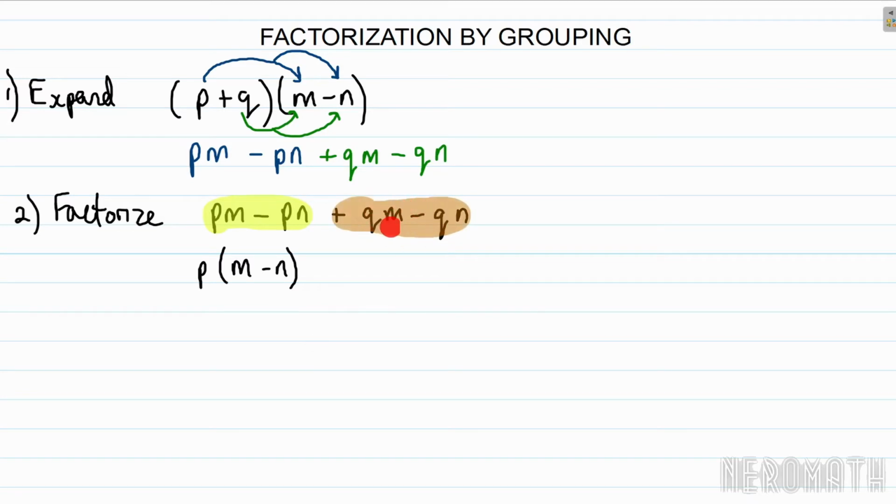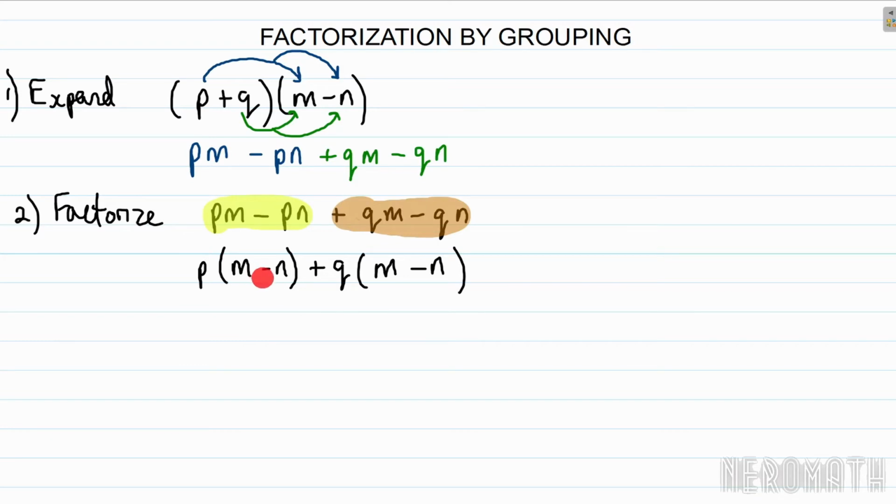Now I'll look at the remaining two terms and I'll see what's common between both of them. And it's obvious that q is common to both terms. So q will be my highest common factor, and that will be positive q. So I open my brackets, and now I divide qm with positive q and I'll get positive m. And I'll divide negative qn with positive q and I'll get negative n.